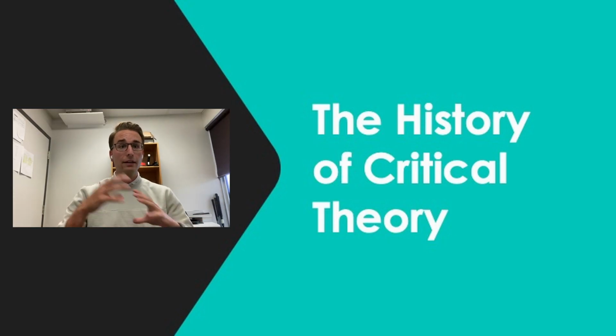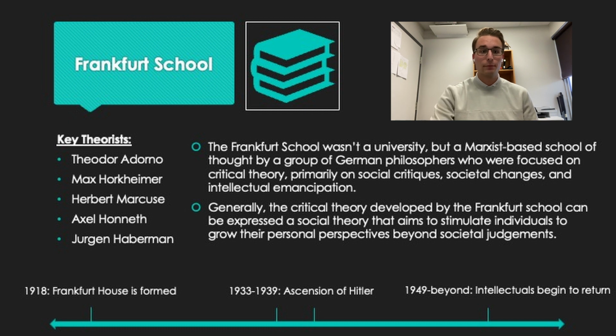So now, diving from that tenet into the history of critical theory, we have the Frankfurt School. With the Frankfurt School, these key theorists are Theodor Adorno, Max Horkheimer, Herbert Marcuse, Axel Honneth, and Jürgen Habermas. The Frankfurt School wasn't a university per se. It was at Frankfurt University, but this was a distinct ideology or philosophy within this set of founders, largely with Max Horkheimer.